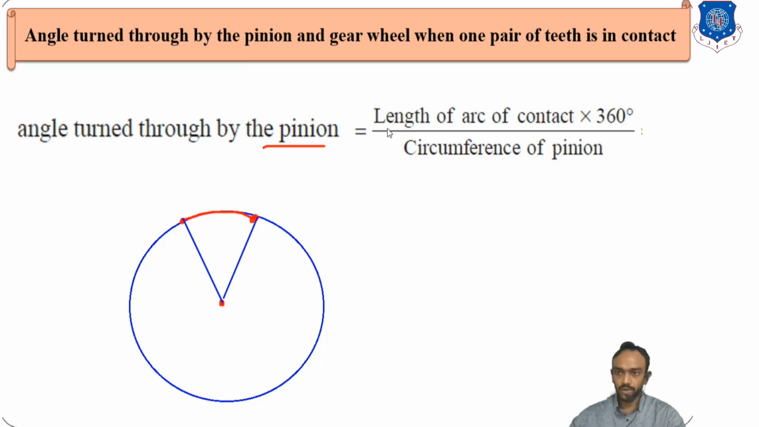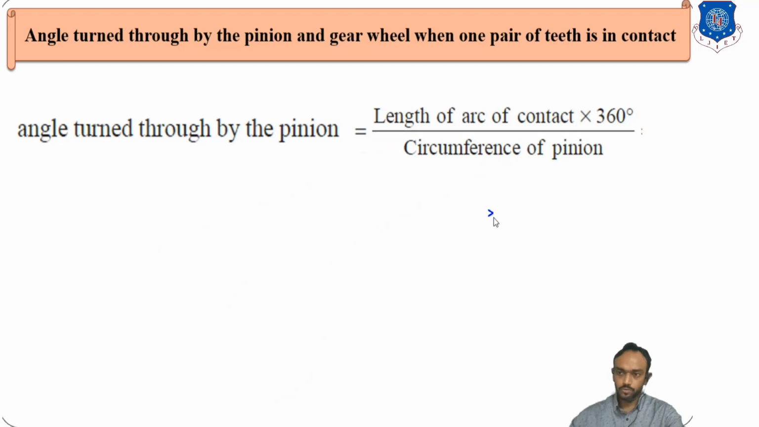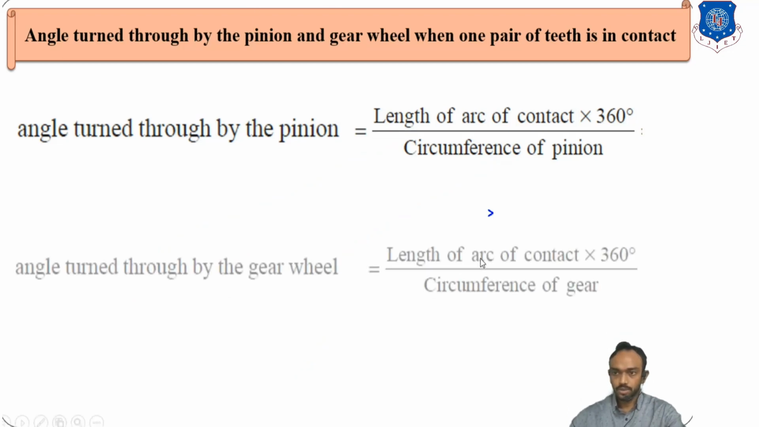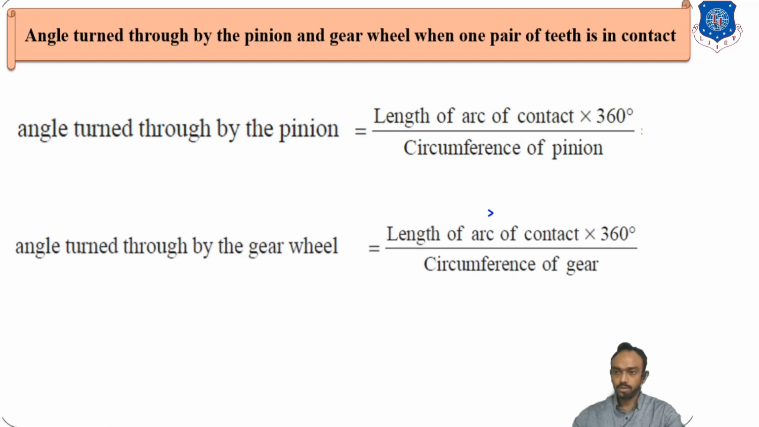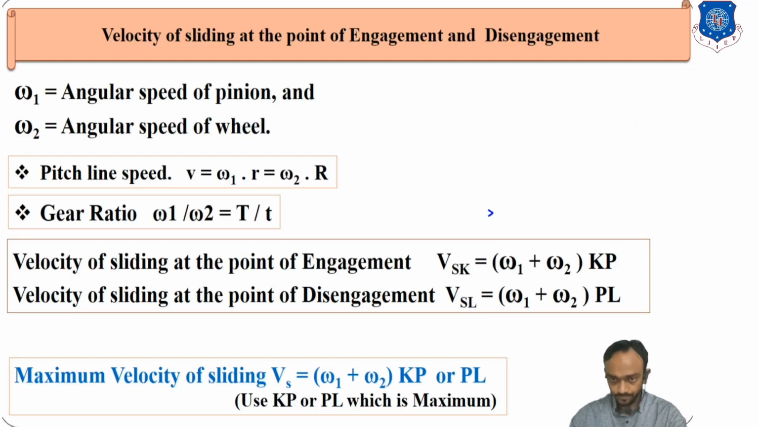First of all, you have to find the length of the arc of contact, which you already know, then divide by the total circumference of the pinion and multiply by 360. There is very simple logic behind this equation. Same for the wheel: length of arc of contact into 360 divided by the circumference of the gear. We will also discuss these points in some numericals.